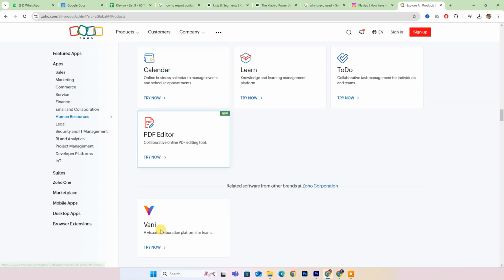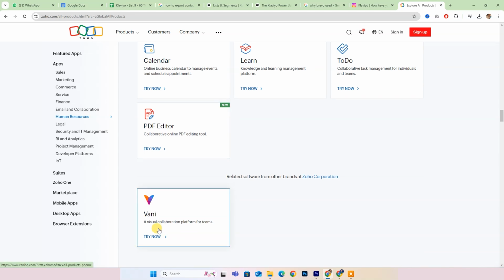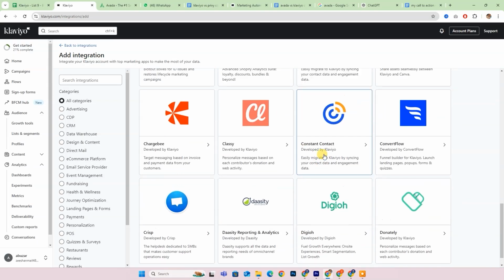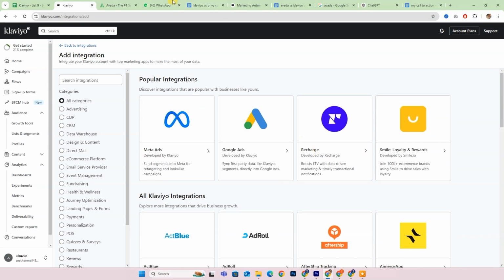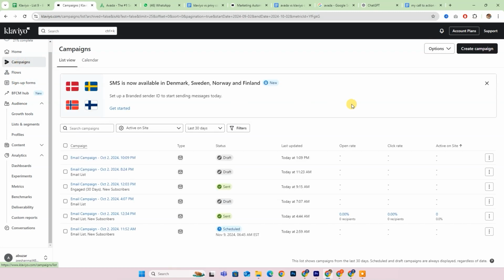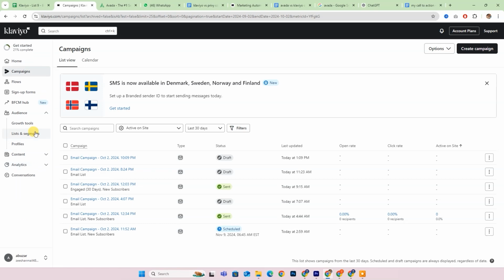When deciding between Klaviyo and Zoho, consider your specific marketing and operational needs. Klaviyo is a powerful choice if your primary focus is on email and SMS marketing, particularly for e-commerce businesses, as it offers robust tools for targeted communications.